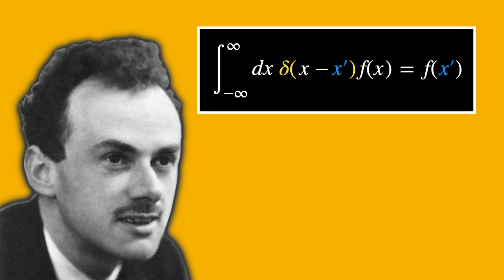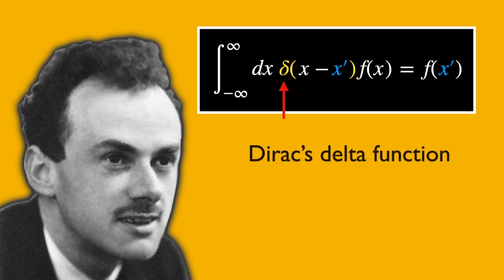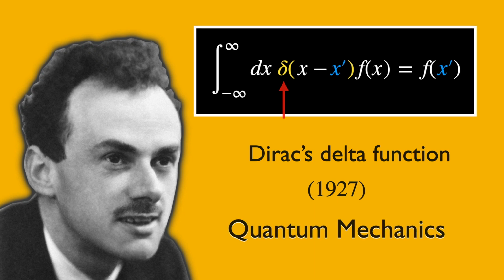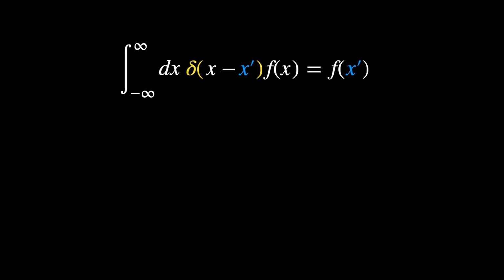Hello friends, in this video, we are going to talk about an unusual function known as the Dirac Delta Function. This was invented by the famous British physicist Paul Dirac in 1927 as he was developing his own formalism of quantum mechanics. It has the remarkable property of being able to pick out the value of an arbitrary function at a particular point.